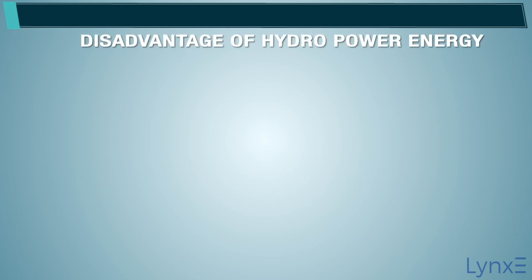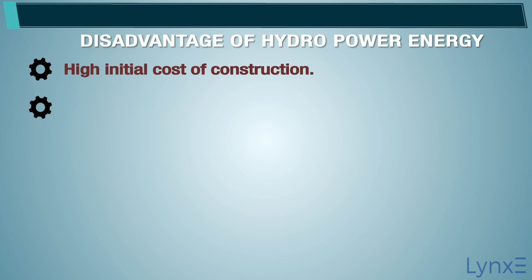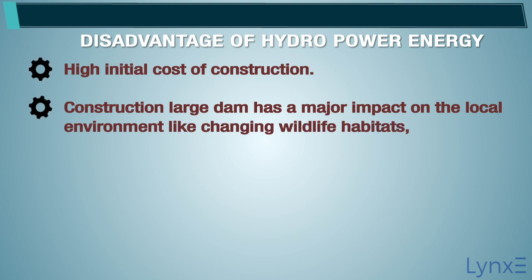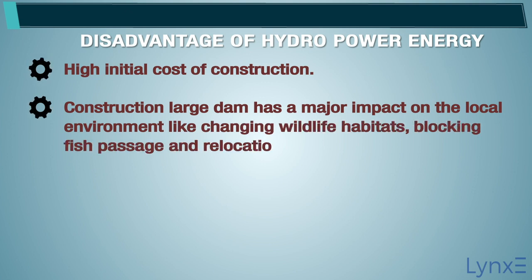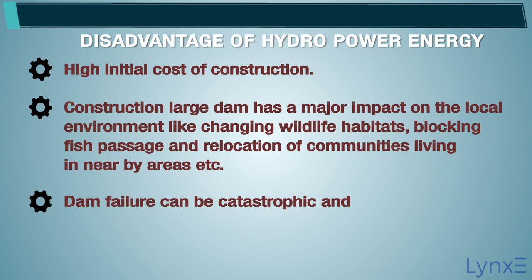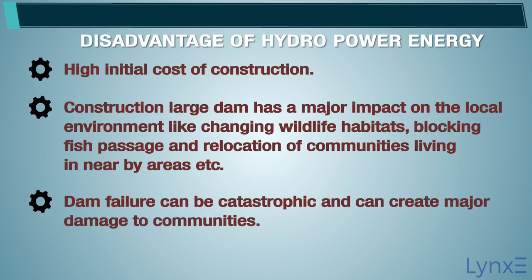Disadvantages of hydropower energy. High initial cost of construction. Construction of a large dam has a major impact on the local environment, like changing wildlife habitats, blocking fish passage and relocation of communities living in nearby areas, etc. Dam failure can be catastrophic and can create major damage to communities.